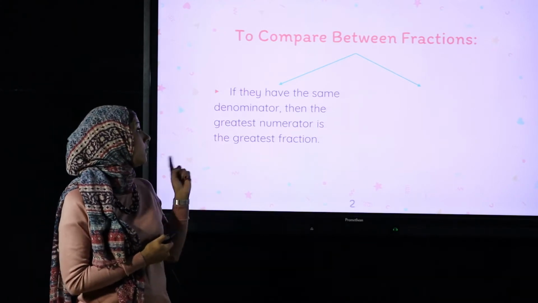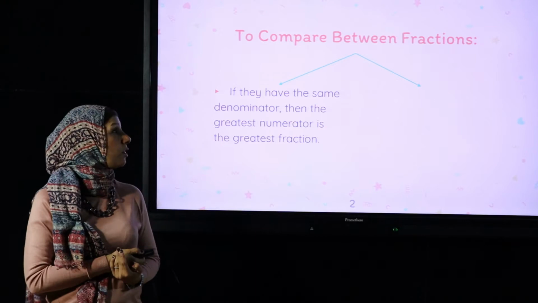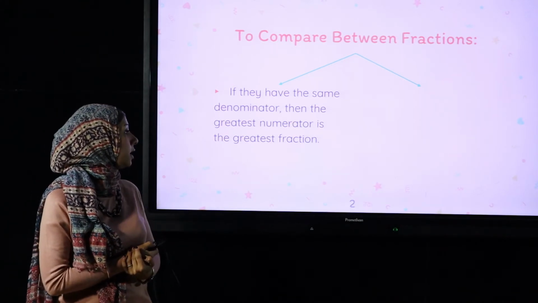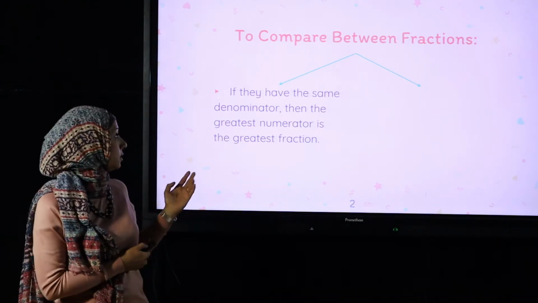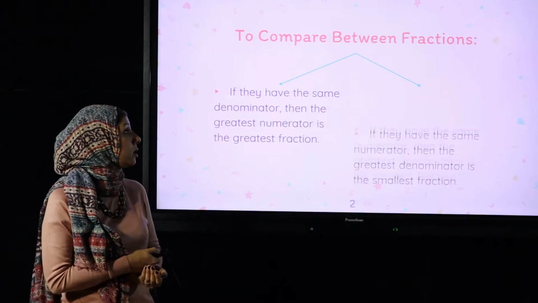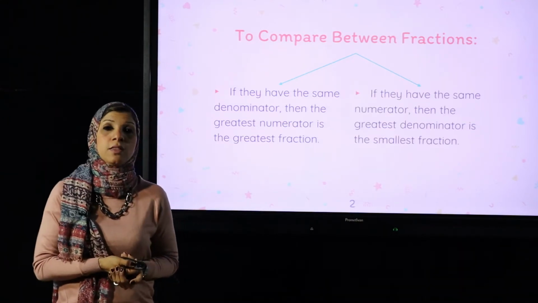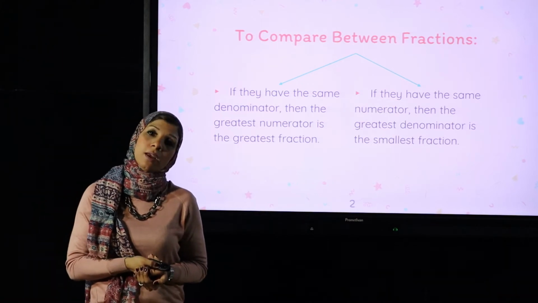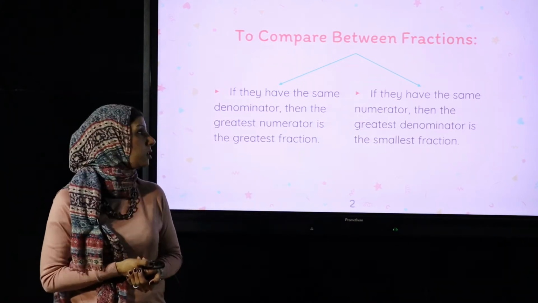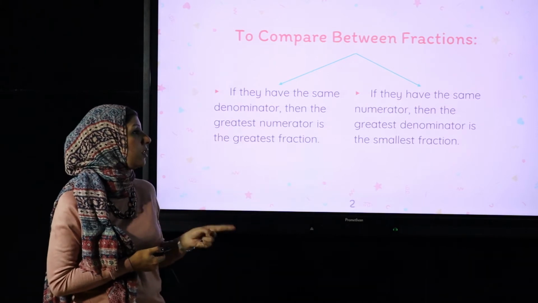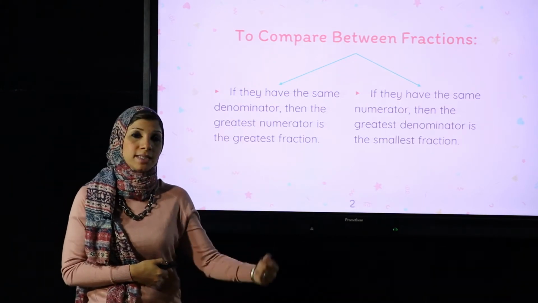Let's read it. If they have the same denominator, then the greatest numerator is the greatest fraction. That, I said, will be normal. But if they have the same numerator, it will be crazy. The greatest one will be the small one and the small one will be the big one. Then the greatest denominator is the smallest fraction. Let's see some exercises.